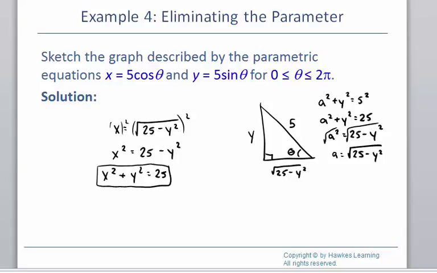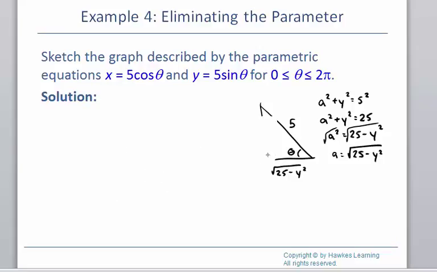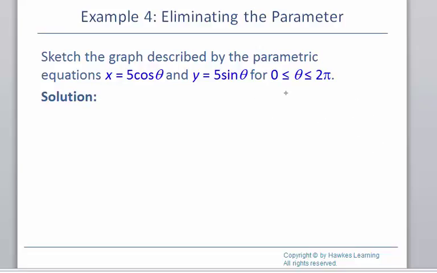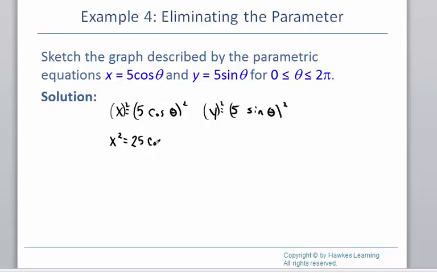So again, if you were to go that method, you would still conclude that the graph would look like that. Okay, so let me show you one other approach that we could use on this problem. We could take our two formulas as given and square both sides of both equations. So this gives me x squared is equal to 5 squared, which is 25, cosine squared theta, and y squared is equal to 5 squared, which is 25, sine times sine would be sine squared theta.